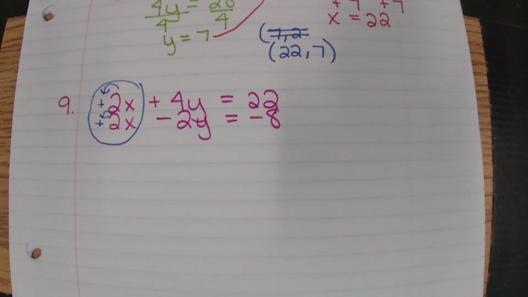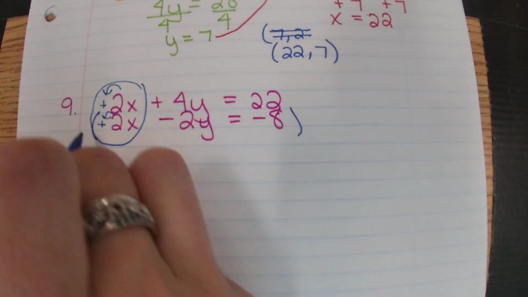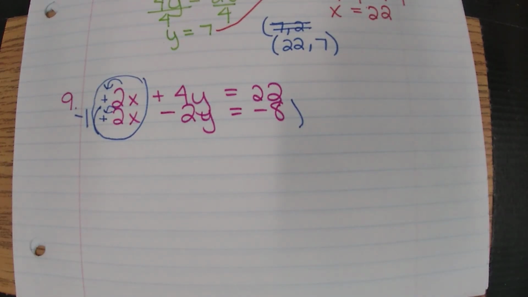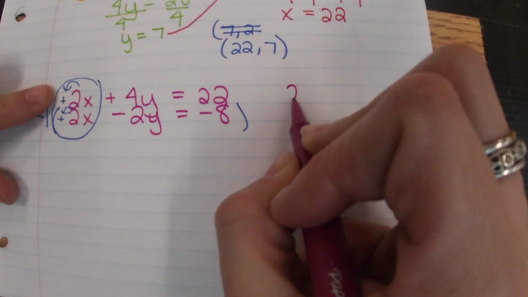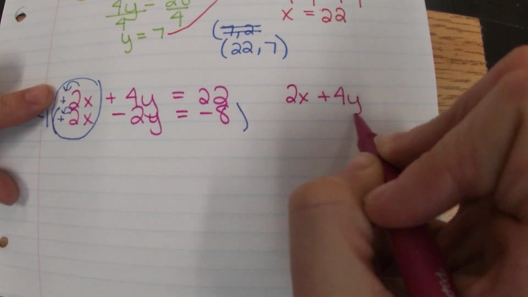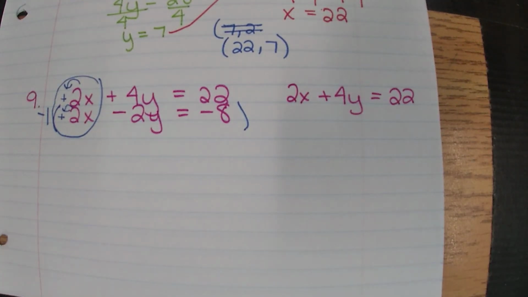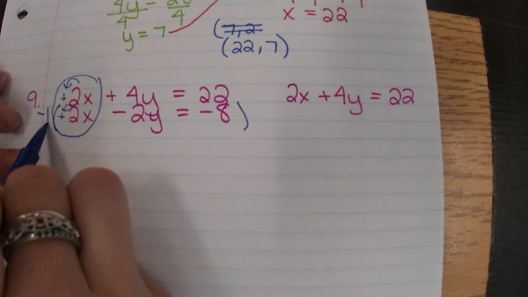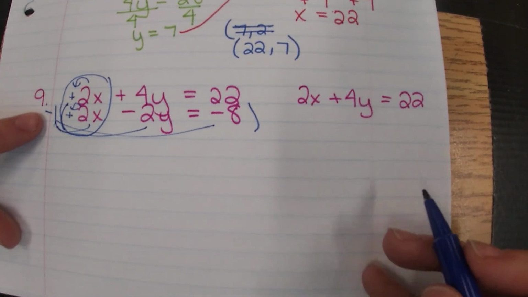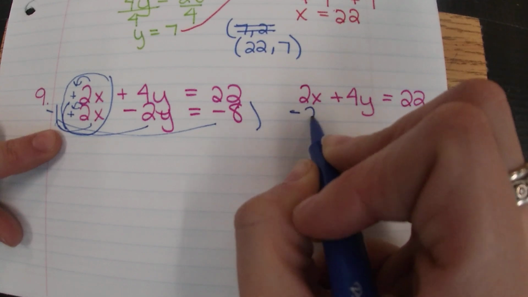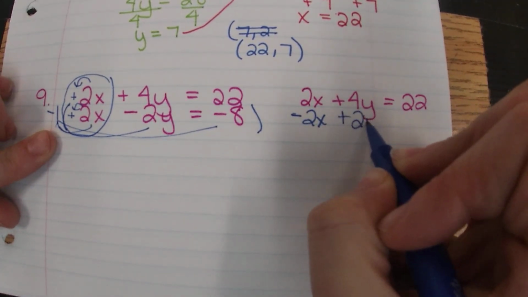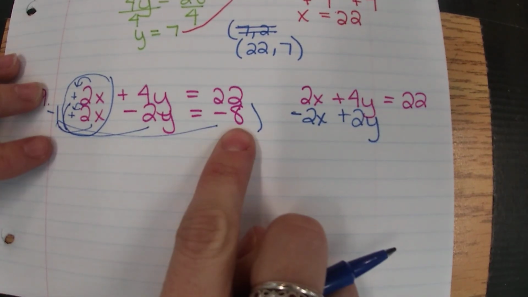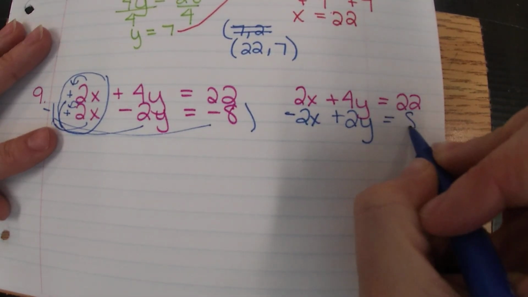And we said when they're the same sign, I'm going to multiply this equation all the way through by -1. So my top equation is staying exactly the same. This is staying as 2x plus 4y equals 22. My bottom equation, I'm distributing this -1 all the way through. So -1 times 2x is -2x. -1 times -2y is a positive 2y. And -1 times -8 gives me a positive 8.